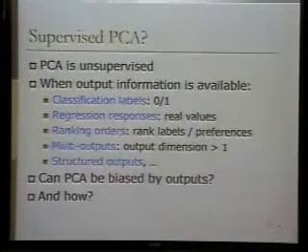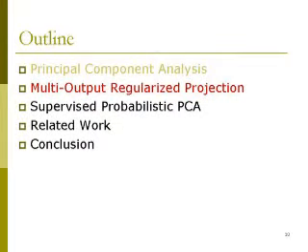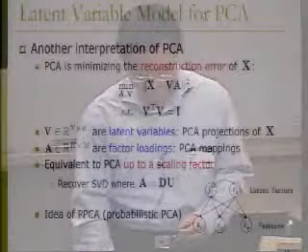This is very interesting because sometimes the output is not just one task. You have a multitask setting, so the output dimension is larger than 1. More complicated, you can have structured outputs and maybe more complicated outputs. But sometimes output information is available. So can PCA be biased by these outputs? Which means you can do a PCA-like algorithm which can take into account both input features and output information. And how to do this? This comes to the second part of the talk. It's basically a way of doing supervised PCA.